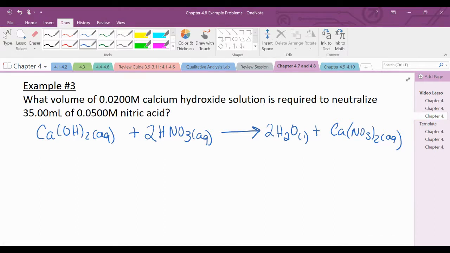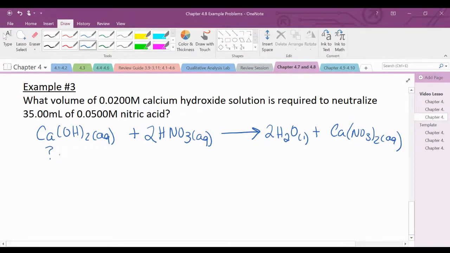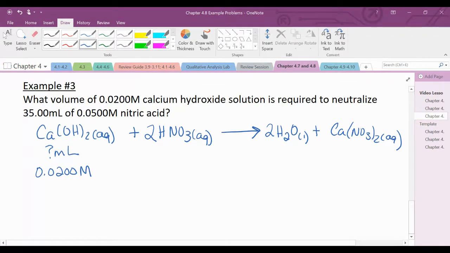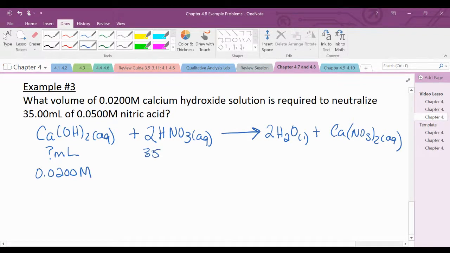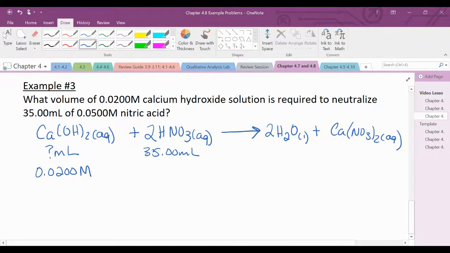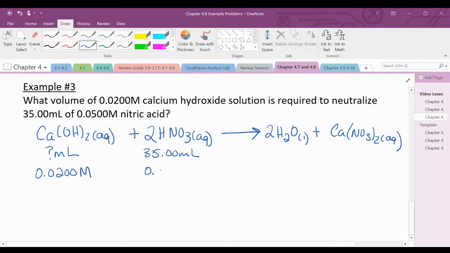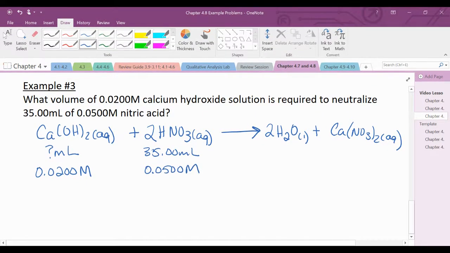So we can't use that molarity of the acid times the volume of the acid equals the molarity of the base times the volume of the base. We're going to have to use some stoichiometry. So I'm trying to find the volume of calcium hydroxide. I know it has this molarity. I know that I have 35 milliliters of nitric acid, and I know it's this concentration.